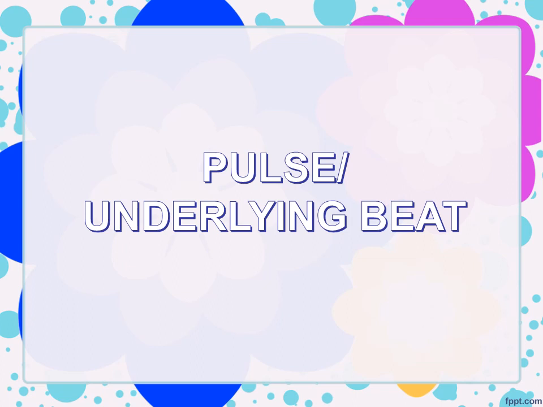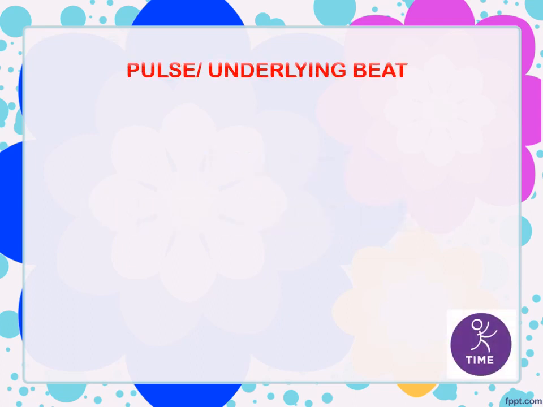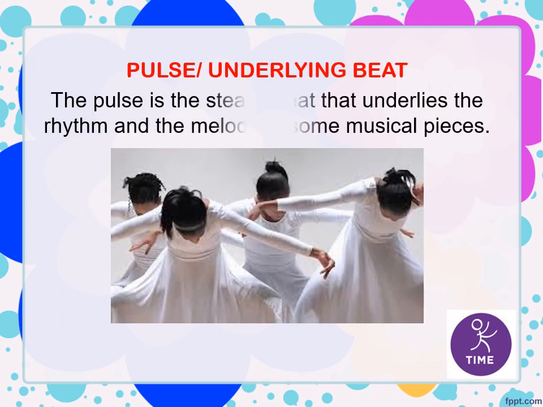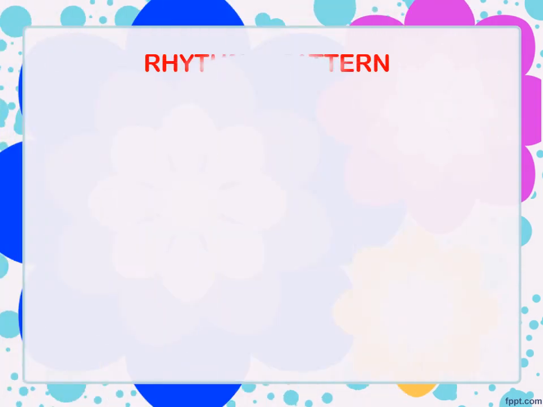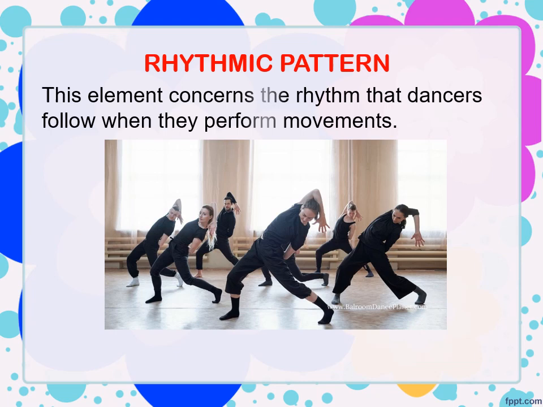Pulse or underlying beat. The pulse is a steady beat that underlies the rhythm and the melody of some musical pieces. Rhythmic pattern. This element concerns the rhythm that dancers follow when the performance or movements are done.